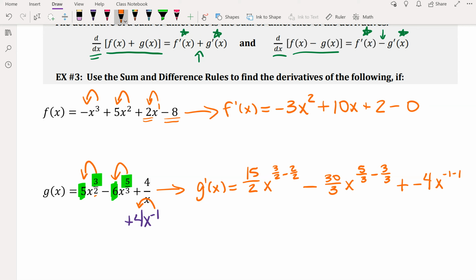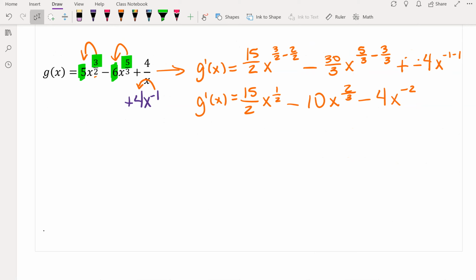Let's now simplify. Leave fractions as fractions. 15 over 2 cannot be simplified anymore. Let it be. Okay, x to the 3/2 minus 2/2. That's x to the 1/2. Minus 30 divided by 3 is 10. X to the 5 minus 3, that's 2/3. Subtracting the numerators. And then we have minus 4, because plus negative 4 x to the negative 2. And this would be acceptable for short answer. So g prime of x equals, if you were doing a FRQ, a short answer question, you could leave it like that. But let's make sure we know how to simplify for multiple choice.